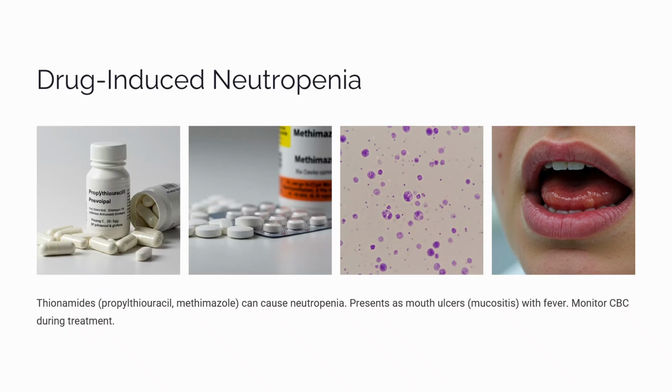Even when the patient is on hyperthyroid drugs such as propylthiouracil or methimazole, the blood count should be serially monitored, and we have to keep a watch for neutropenia. And when neutropenia is detected, the drug has to be stopped.